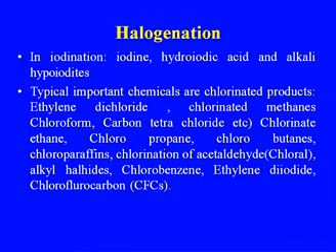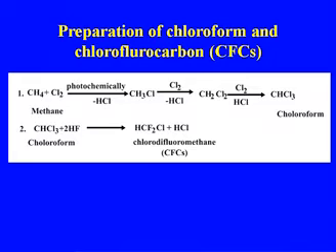Typical examples are chlorinated products: ethylene dichloride, chlorinated methane, chloroform, because in the chlorination of methane a number of products are obtained, that is chloroform, carbon tetrachloride, then chloroethane, chloropropane, chlorobutanes, chloroparaffins, chlorination of acetaldehyde, alkyl halides, and chlorobenzene, which is the starting material for nitrobenzene. That was the earlier process, chlorobenzene to nitrobenzene. Then ethylene diiodide and chlorofluorocarbon, that is the use of fluorine. This is the reaction that is taking place in the chlorination of methane.